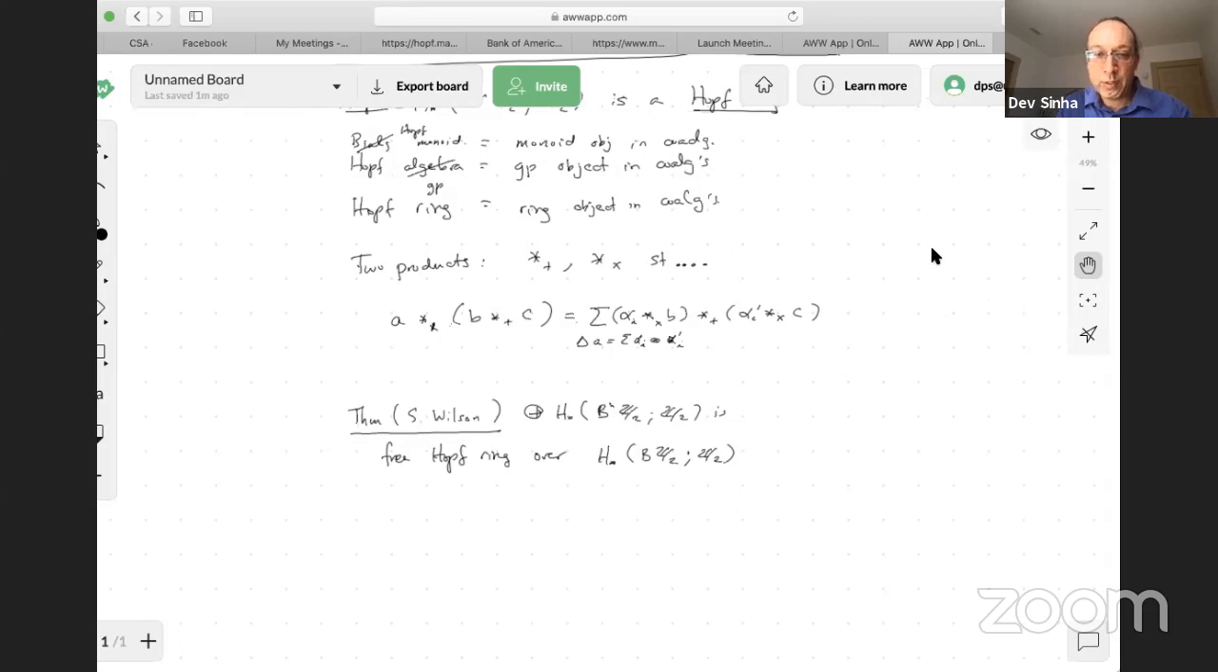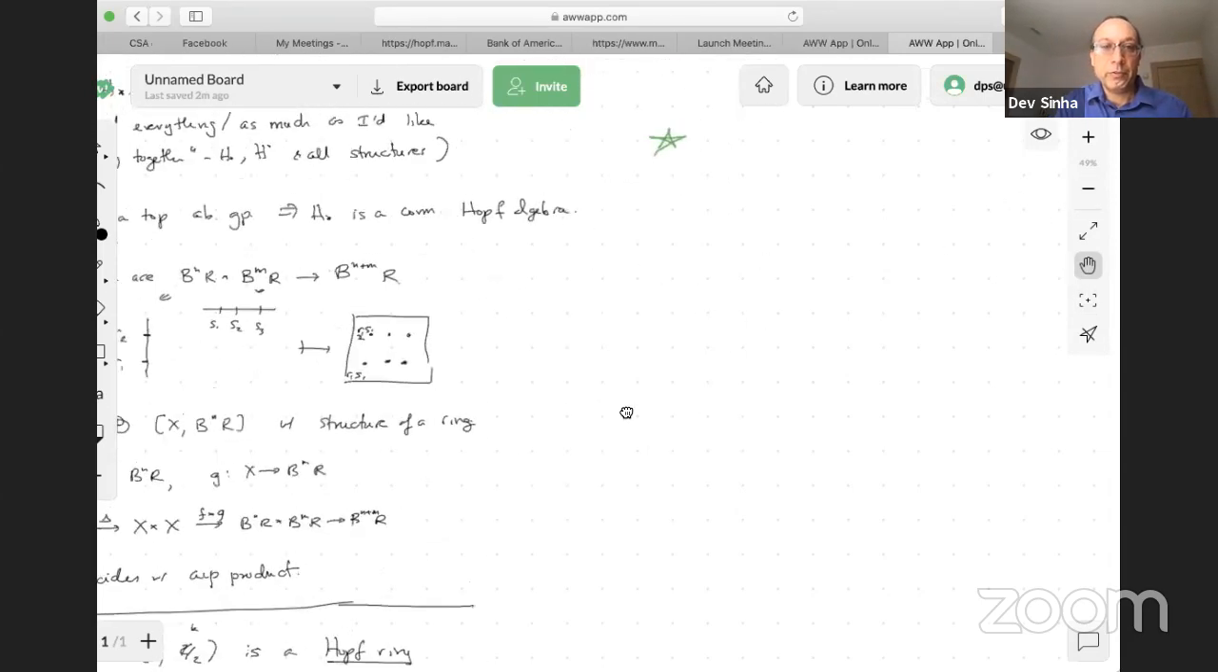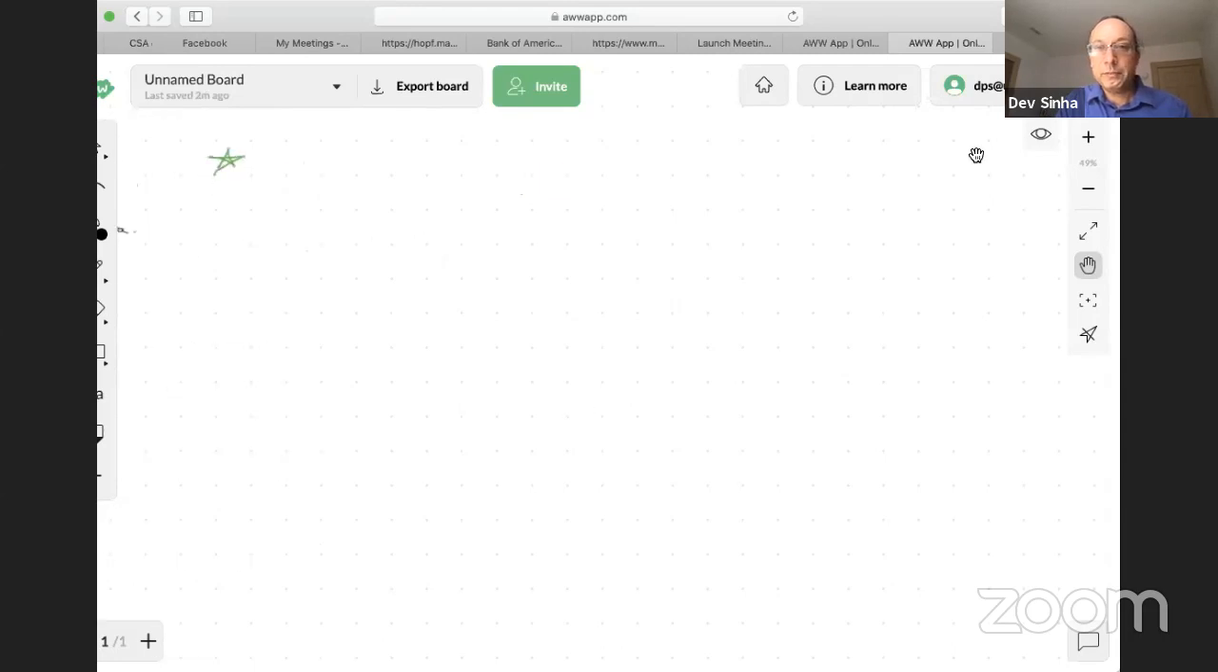I'm getting another question. So a Hopf ring is a ring in Hopf algebras? No, a Hopf ring is a ring in coalgebras. So there's two products and one coproduct. All right, I was putting all the structure out there. Let me get to actually unpacking what Wilson's theorem says.